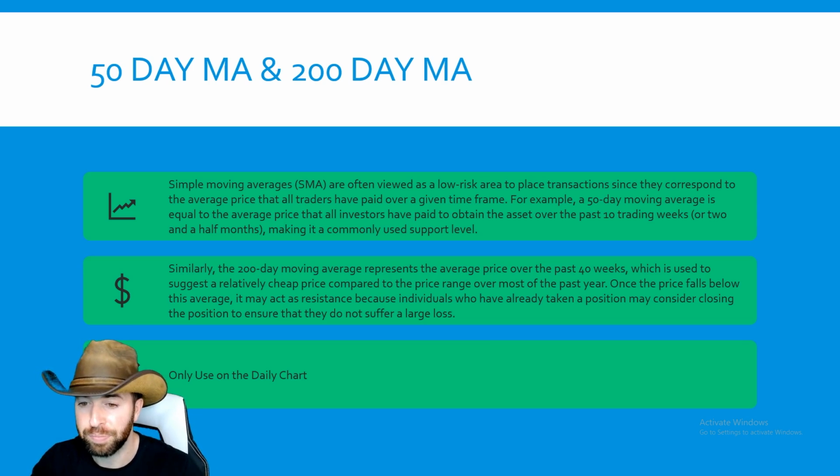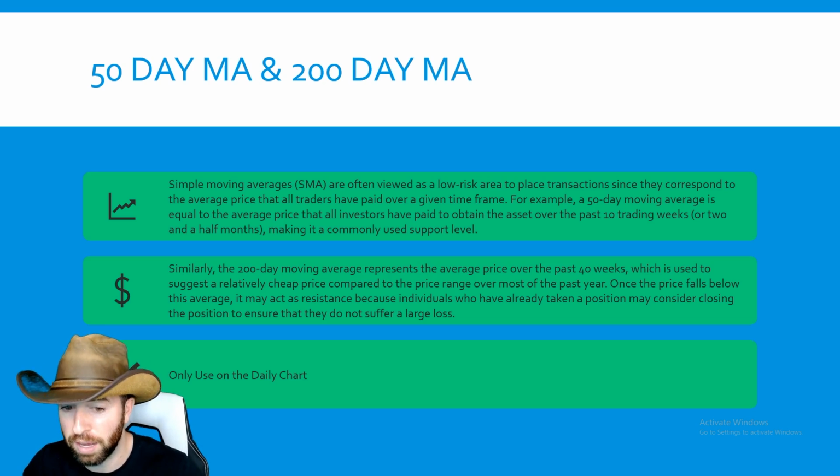For example, a 50-day moving average is a price that is equal to the average price that all investors have paid to obtain the asset over the past 10 trading weeks or 2.5 months, making it a commonly used support level. We'll get to this. Similarly, the 200-day moving average represents the average price over the past 40 weeks, which is used to suggest a relatively cheap price compared to the price range over the most recent year.